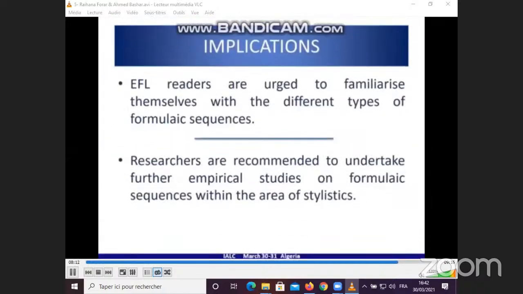As implications for this study, EFL readers are urged to familiarize themselves with the different types of formulaic sequences, so that they won't meet comprehension problems, and at the same time they can enjoy themselves during the process of reading. Researchers are also recommended to undertake further empirical studies on formulaic sequences within the area of stylistics, especially since formulaic language has not been much explored in relation to literature.